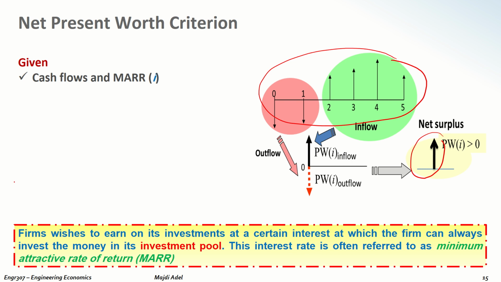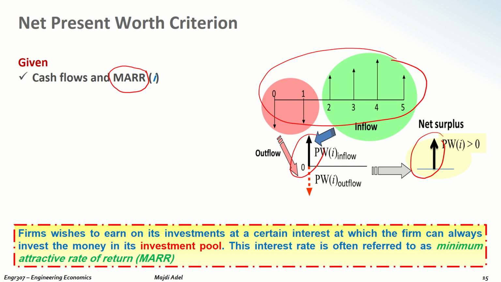This is what we call the net present worth. Convert those transactions into a present worth at a certain interest rate. Our interest rate, we call it minimum attractive rate of return. We will come to the concept of minimum attractive rate of return in a few slides, but remember that a company and an investment is like a bank and a customer.